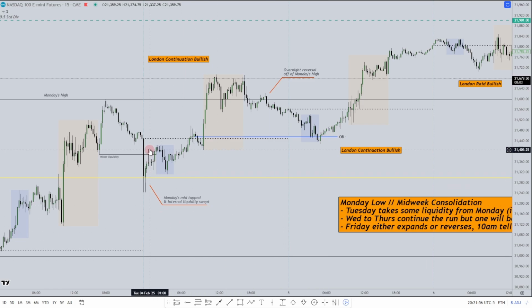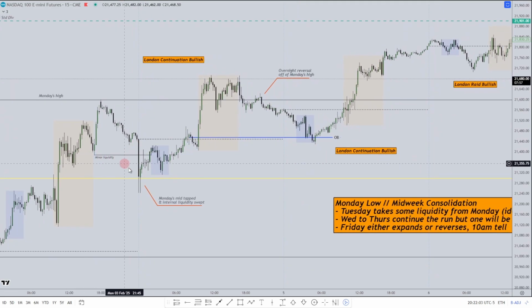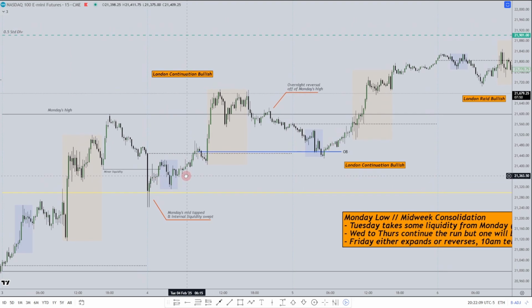So London plays out. We can see that Tuesday drops down into Monday's liquidity. London on Tuesday gave a nice London continuation, so that's where price did not dip below.